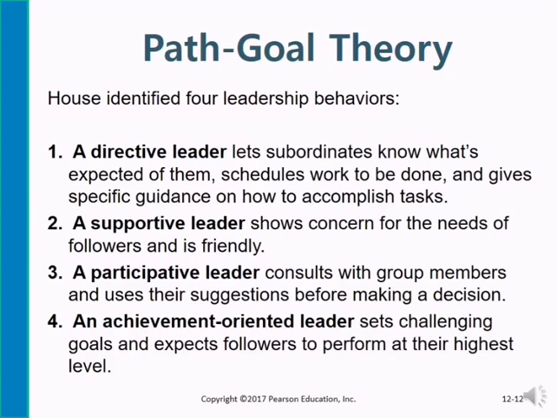The third style in the path goal theory is the participative leader. This leader consults with employees and uses their suggestions before making a decision. And the fourth style in path goal theory is the achievement-oriented leader. This type of leader sets challenging goals and expects employees to perform at their highest levels. So these styles should be matched with the characteristics of the employees.